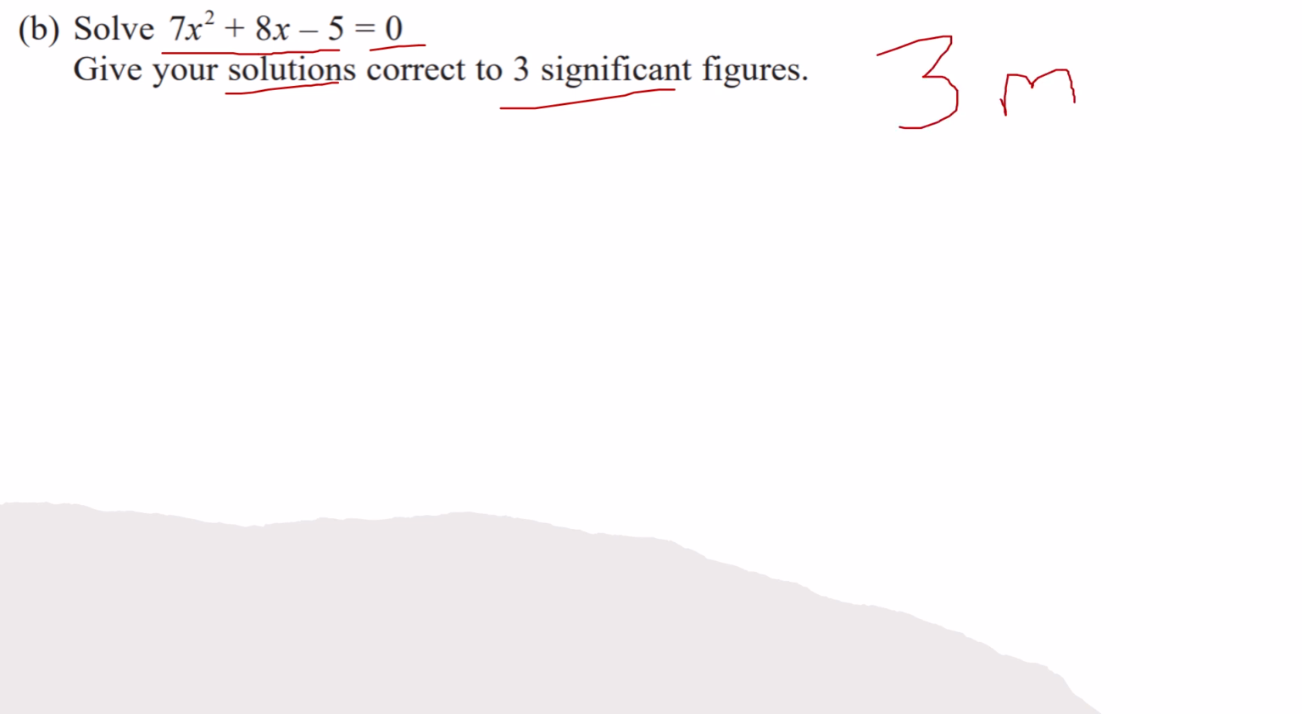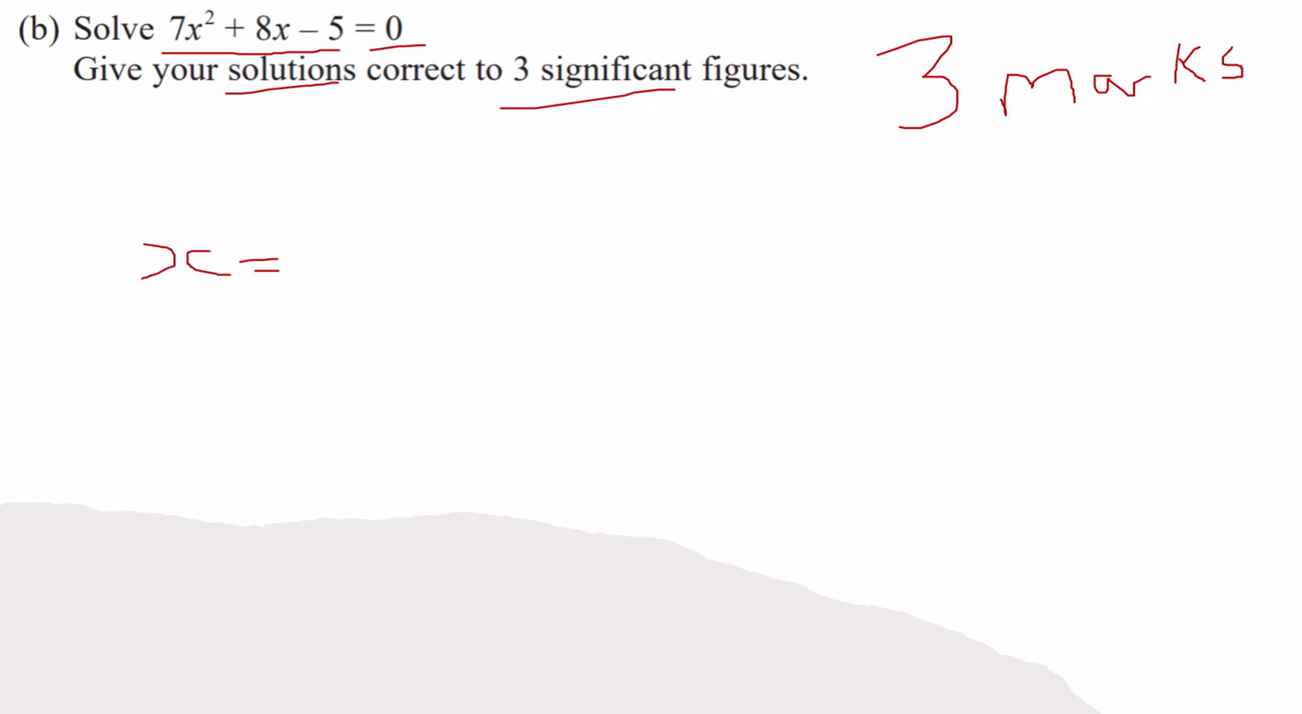Whenever it says give your answer to 3SF or 2DP or 1DP, then you know that you can't factorize it into brackets. So you know straight away that I'm going to be using either completing the square or the quadratic formula. Either one's going to be fine. I'm going to go with the quadratic formula because it's a bit easier.